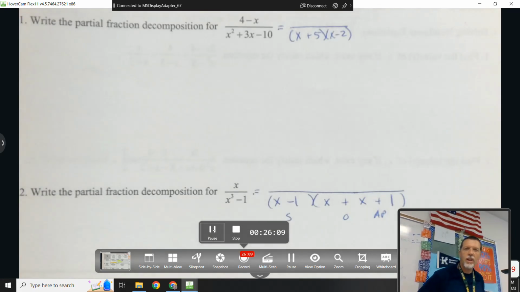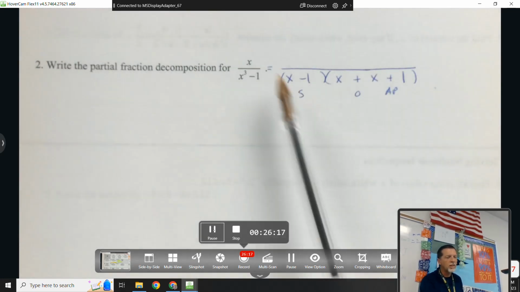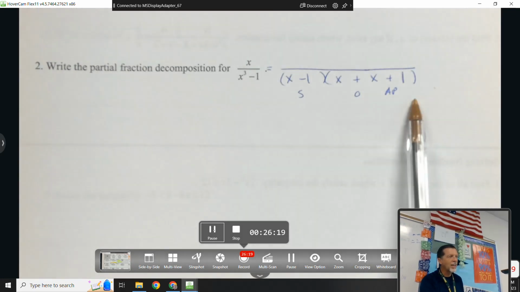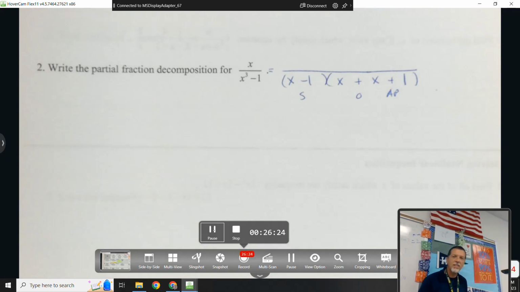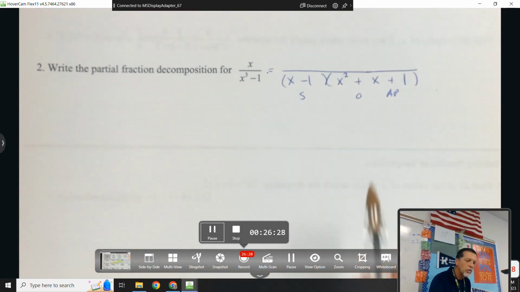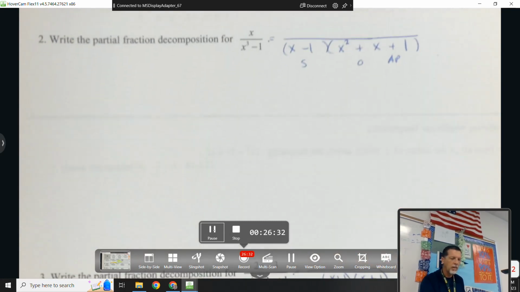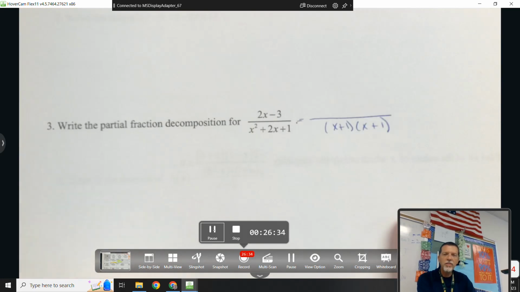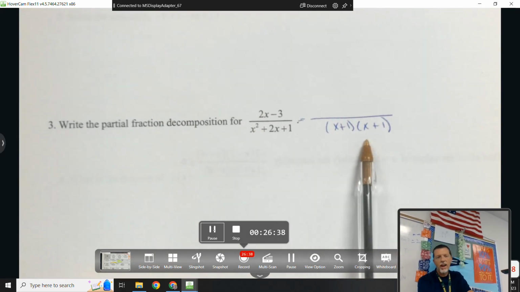So the first one, x plus 5, x minus 2 for the factors. The second one is a difference of cubes, so it starts with x minus 1. SOAP tells you the signs: same, opposite, always positive. Whoops, mine's not right. What am I missing? x squared. Square the first one, multiply the two together, square the second one. And that last one is an easy factoring, but it's number 3 because it's a repeated factor.